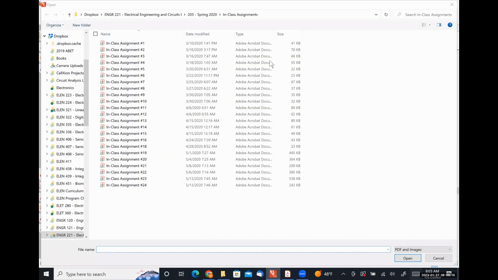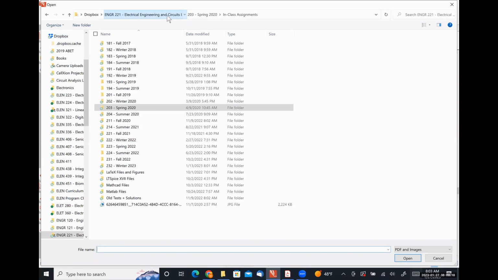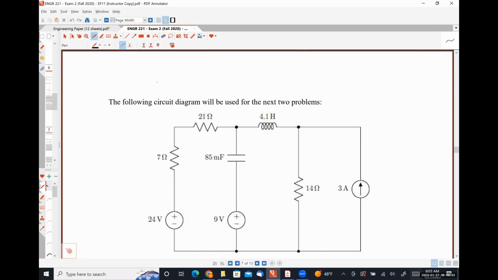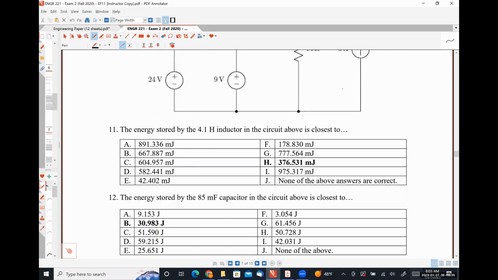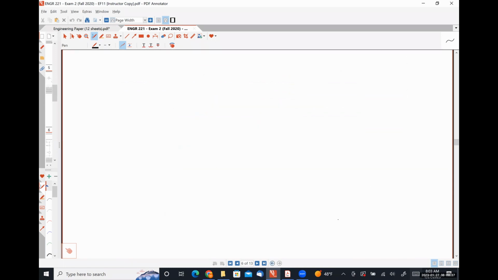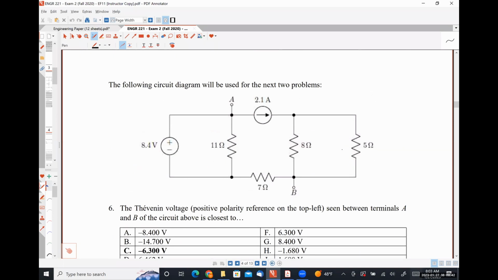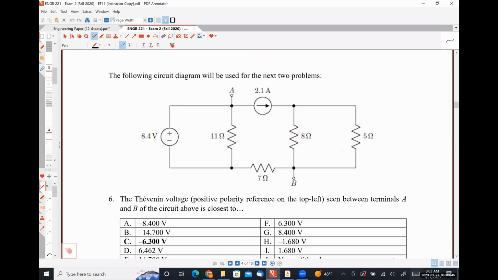Move this out of the way. Old test. Open the file thing. Fall 2020. So Number 6. Is that a transient problem? We'll circle back around to that. I'm going to do a transient problem first.